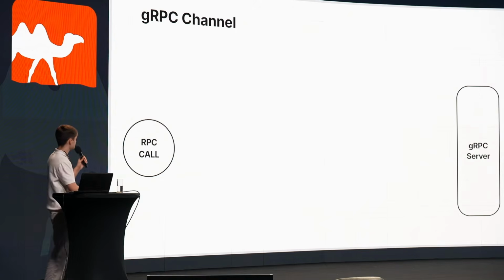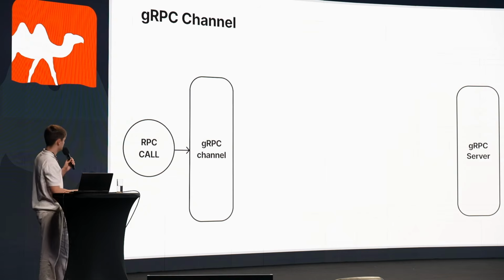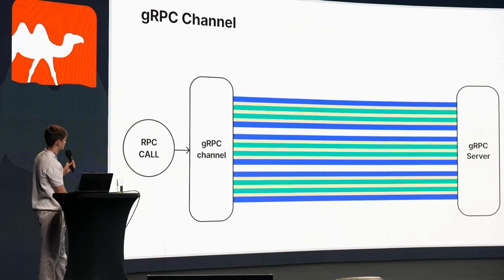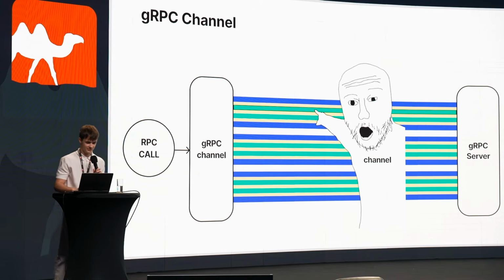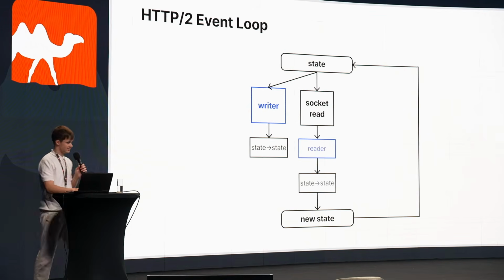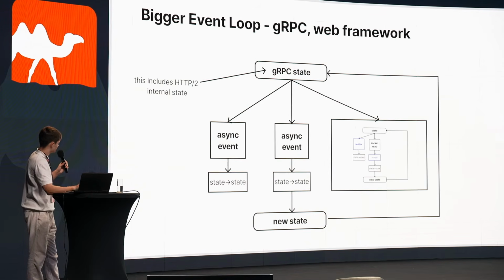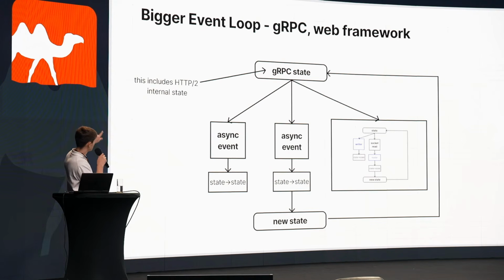A quick crash course on channel: we've got this HTTP connection I showed you earlier, and we've got the RPC call. This RPC call is attached to some specific channel that is created by the user, and this channel is managing multiple of those HTTP2 connections. The job of the channel is to point to the right stream, to open up a new stream and use the appropriate stream in the appropriate connection. So we take this big event loop of HTTP and we put it in a bigger event loop of some web framework, or gRPC in this case, and the state of gRPC channel includes the states of each HTTP2 connection.